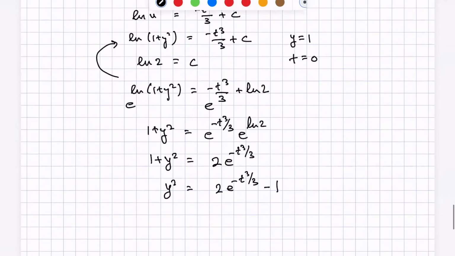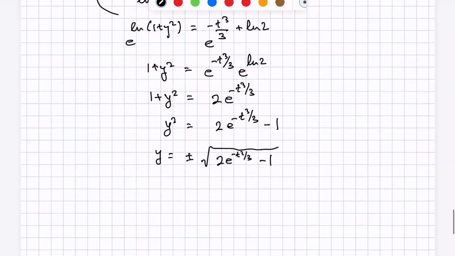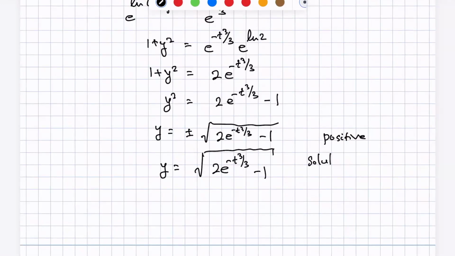Now, when you take the square root, officially, technically, you get a plus or a minus. But you see that y is a positive number at the initial condition. y is equal to 1. So I take the positive root: y equals the square root of 2e to the minus t cubed over 3 minus 1. So this is the solution for the initial value problem.